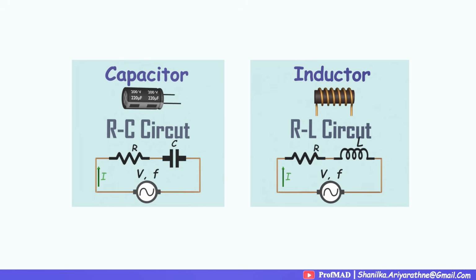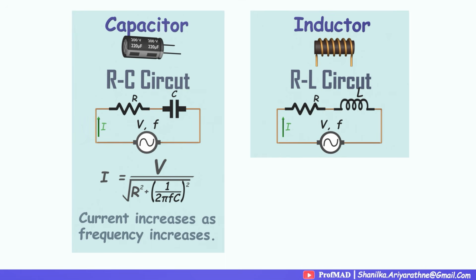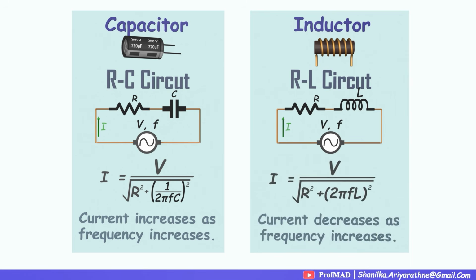When we analyze RC and RL circuits, we notice something interesting. In an RC circuit, the capacitor reacts differently at different frequencies. As the frequency increases, the capacitor allows current to flow more easily. But in an RL circuit, the inductor does the opposite. As the frequency increases, the inductor resists the current more strongly. So capacitors and inductors naturally respond differently to different frequencies. And that's exactly what makes them useful for filters. Using these components, we can build circuits that allow certain frequencies to pass through while reducing others.